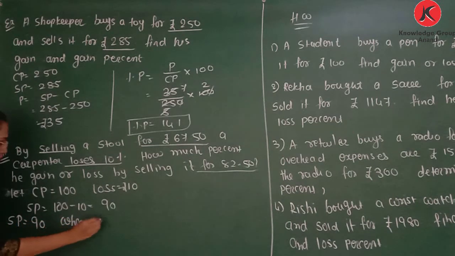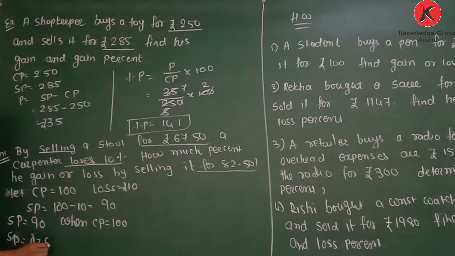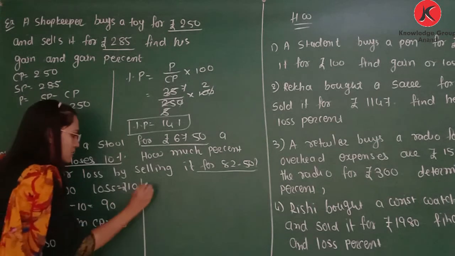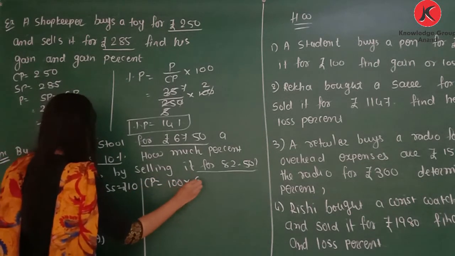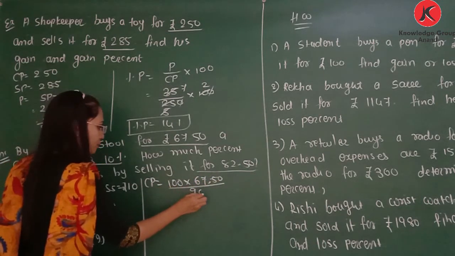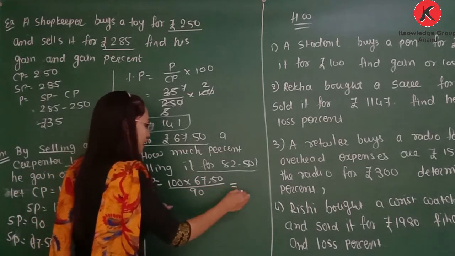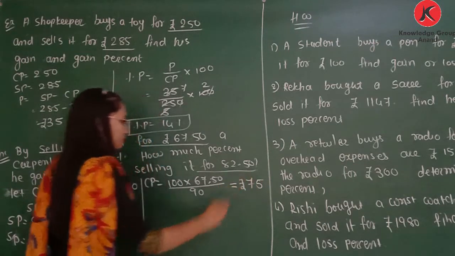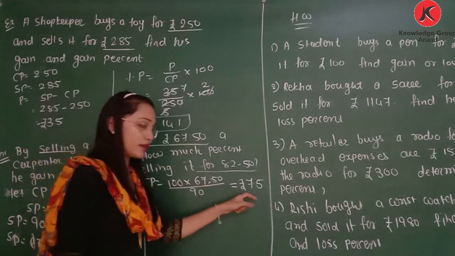Okay, so now selling price is 90 when CP is 100, but our selling price is 67.50. So what is the cost price? We can get the cost price by cross multiplication: 100 multiplied by 67.50 divided by 90. If you perform this simplification, you will get cost price 75 rupees.